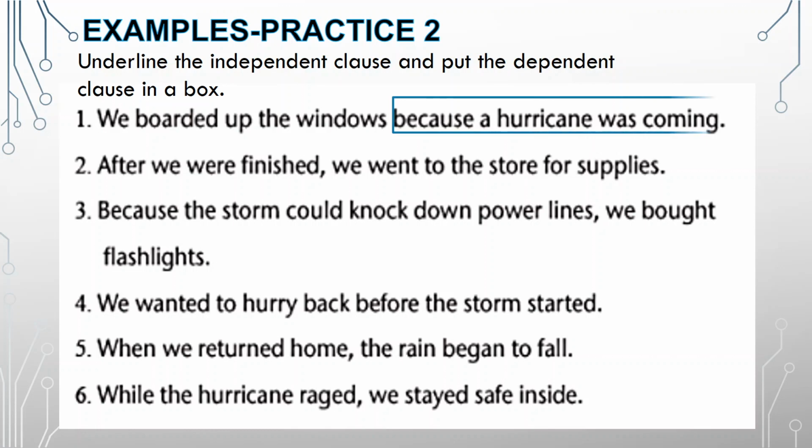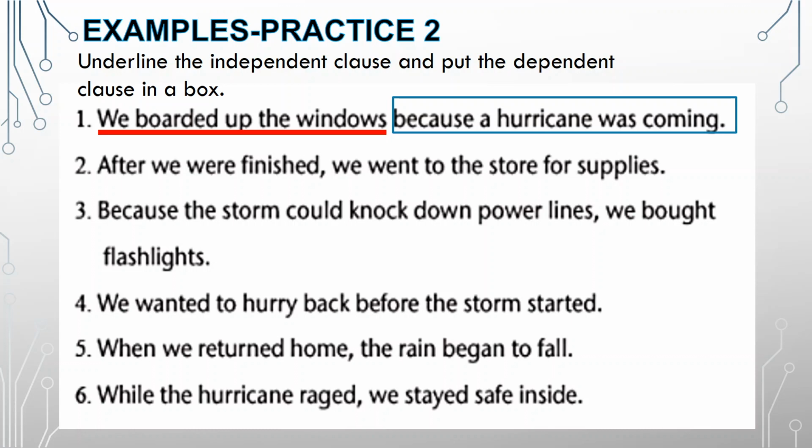All right. So for number 1, the dependent clause is because a hurricane was coming. How do we know this? Because of the word because. Because is a subordinating conjunction and the words following it, a hurricane was coming, will automatically be part of the dependent clause. Now let's read it. Because a hurricane was coming. It doesn't make sense. It cannot stand alone. So it means that this is a dependent clause. All right. So therefore, these other words, we boarded up the windows, are an example of an independent clause.